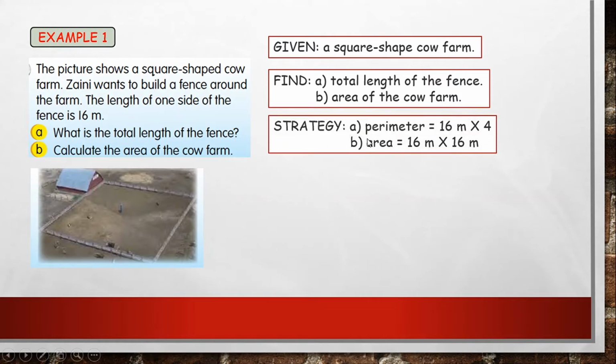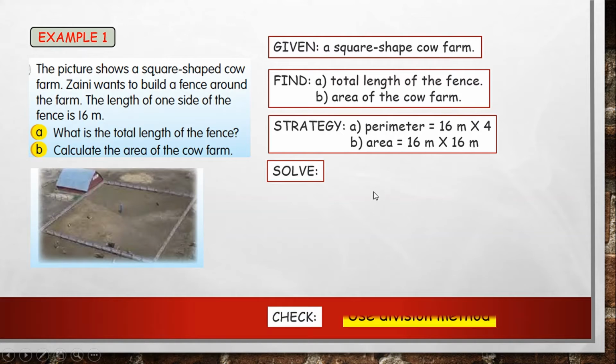How to solve this? Strategy: A is perimeter. The total length of the fence is the perimeter. So 16 meters multiplied by 4, because there are 4 sides that have the same length. And then the area. Remember the formula for area? Length and width. So length is 16, width is also 16 meters. Now solve.